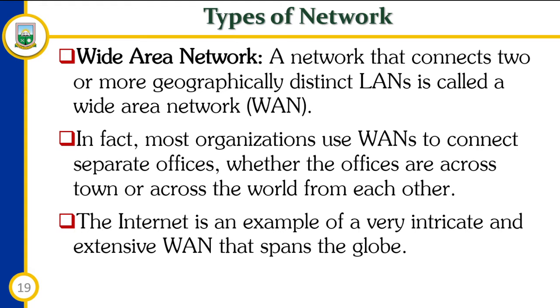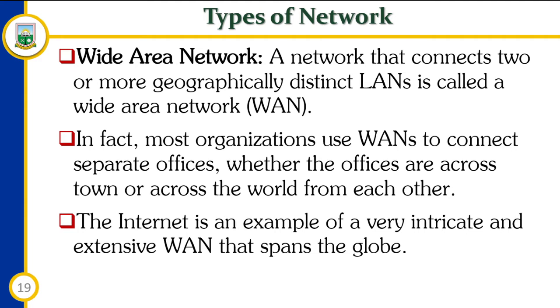When we connect these two local area networks that are geographically distinct together, then we have what we call a wide area network. Just like the banks, like other commercial banks, they can have one branch in Tarkwa and another branch in Accra.